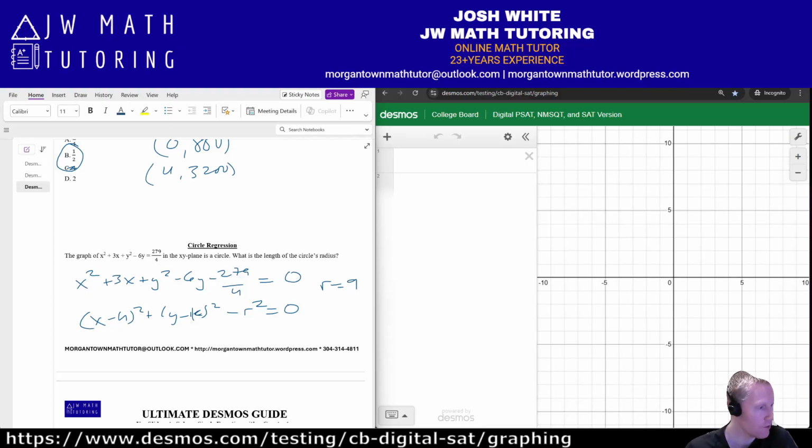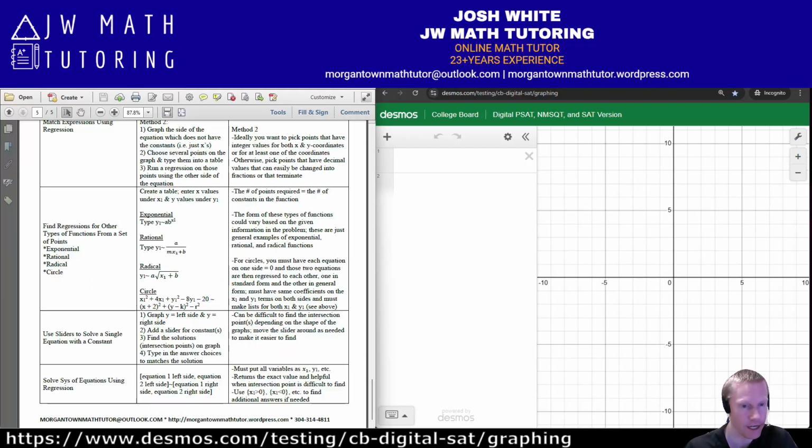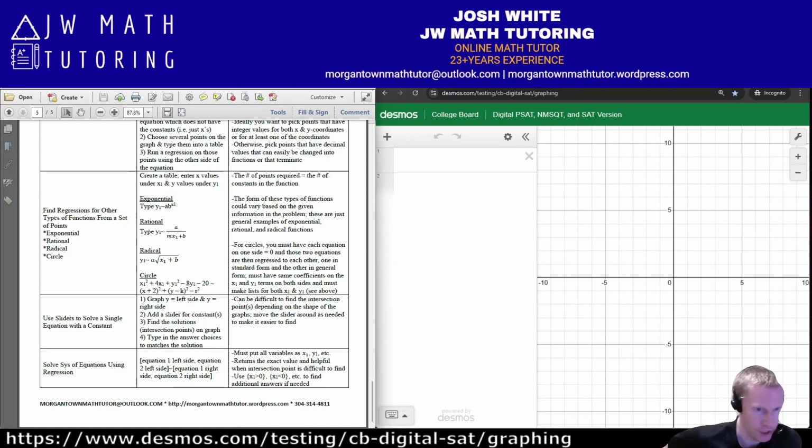All right, so now let's go back to the guide and look at the next advanced skill or operation. This is what I call using sliders to solve a single equation with a constant. Basically, these are problems where you have an equation, and obviously it has a variable in it, typically an x, but then it also has some type of constant in it. A lot of times we see c, but it could be any letter really. It could be z, whatever.